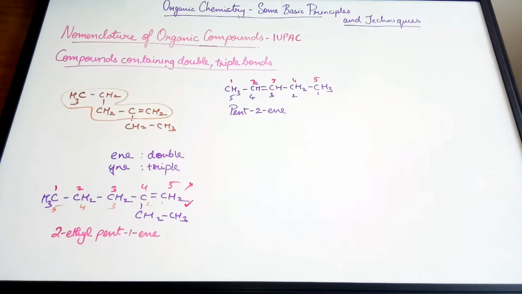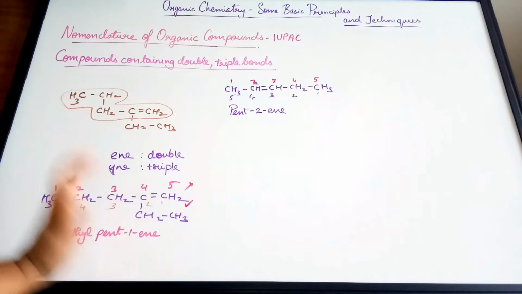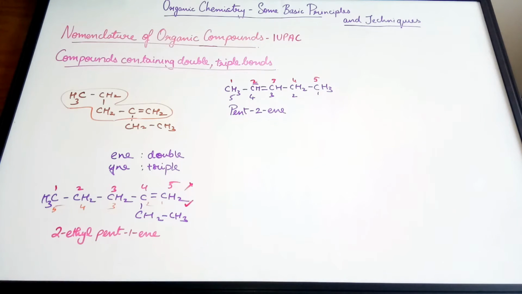The next one, the naming of the side chain is similar to what we discussed for alkanes, that is branched-chain alkanes. That's why we wrote 2-ethylpent-1-ene. So 2-ethyl, that's the second carbon, has an ethyl group attached to it. So the naming process is the same in case of the substituent which is present.